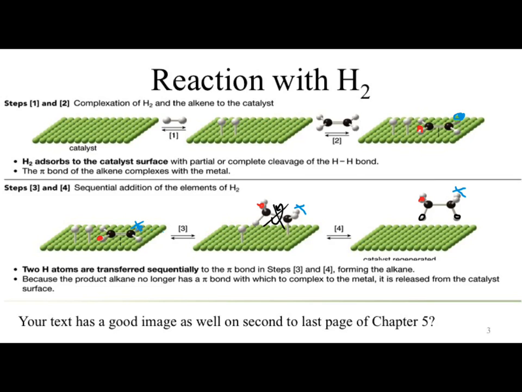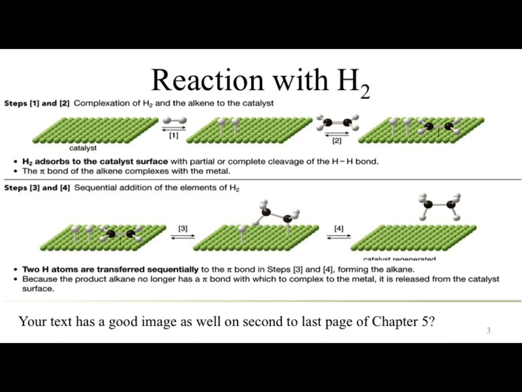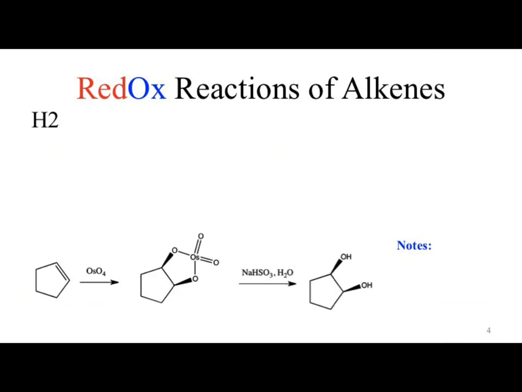Okay? Ideally, I want you to be able to look at the reactions and follow where the electrons are moving and what's occurring with these. Okay? So that we know that bromonium intermediate prevents the syn addition. Okay? So that's our reaction with hydrogen.